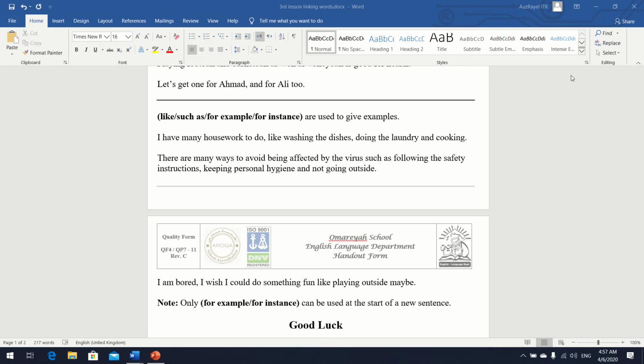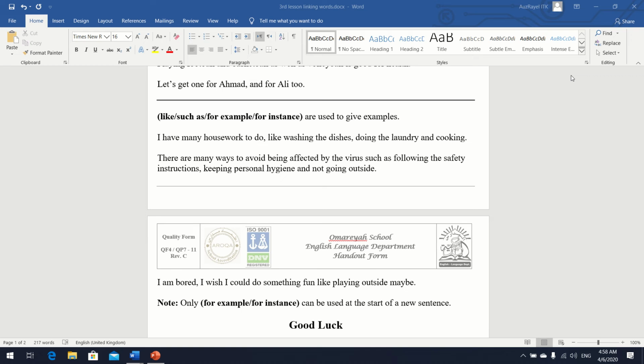There are many ways to avoid being affected by the virus, such as following the safety instructions, keeping personal hygiene, and not going outside. I am bored. I wish I could do something fun, like playing outside. Note: only for example and for instance can be used at the start of a new sentence. So, for example and for instance are used at the beginning of the sentence, while like and such as can't be used at the beginning of the sentence.